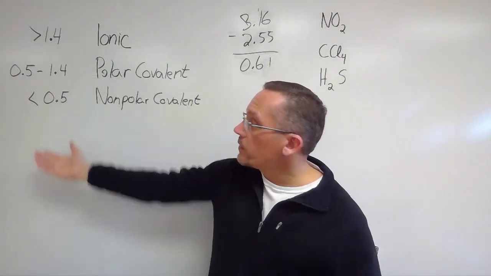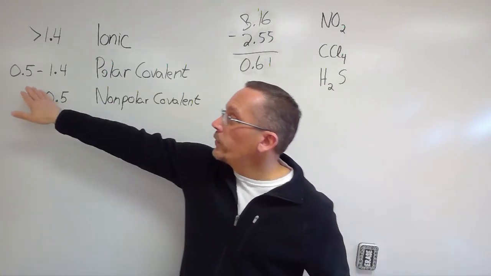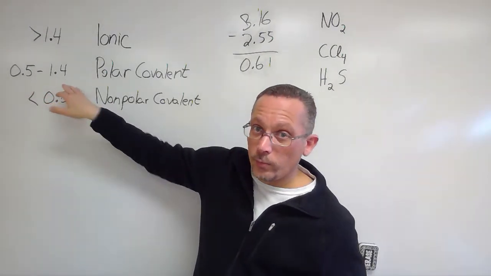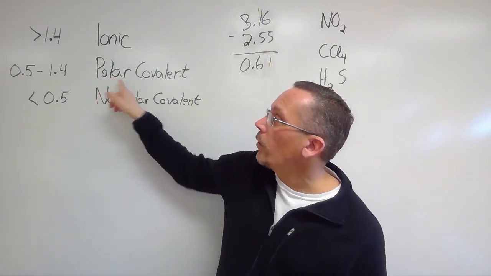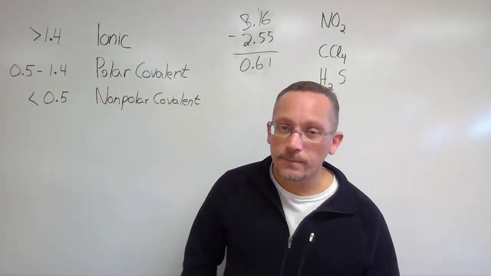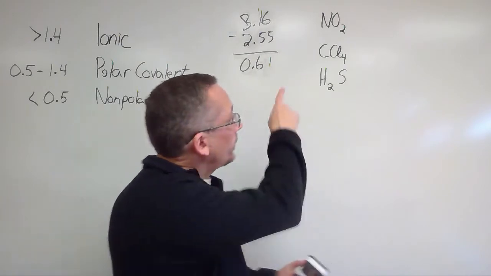So let's look at where does 0.61 fall. That is between 0.5 and 1.4. So this, CCl4, would be a polar covalent bond. Okay. Finally, let's look at this third example.